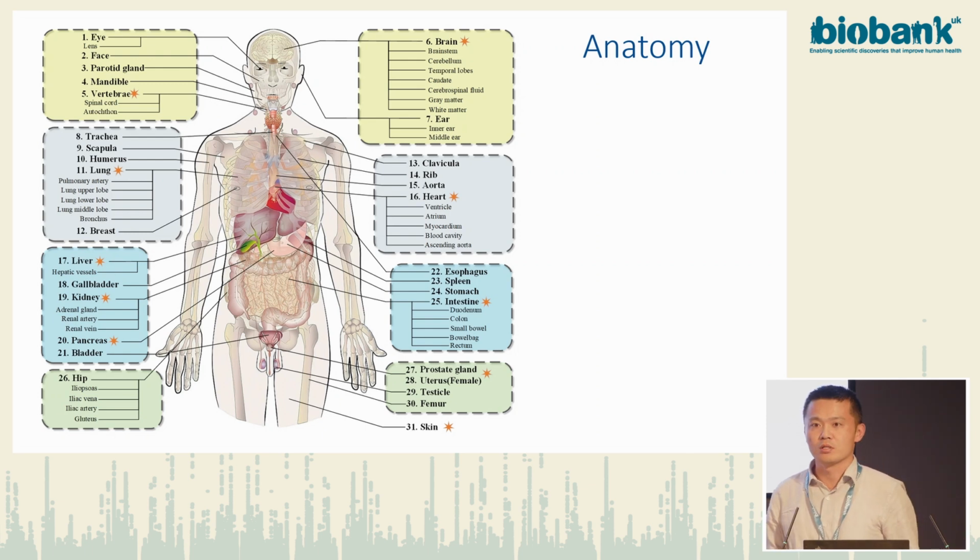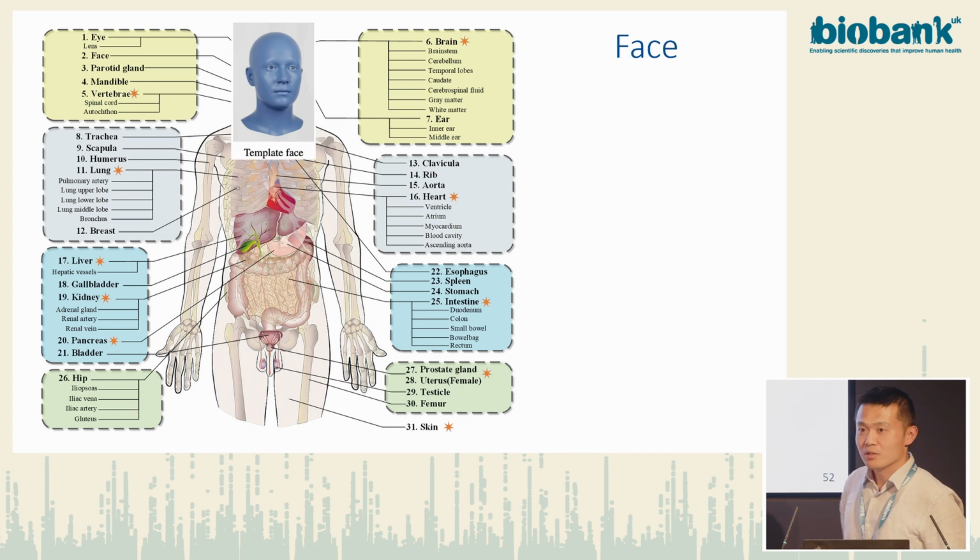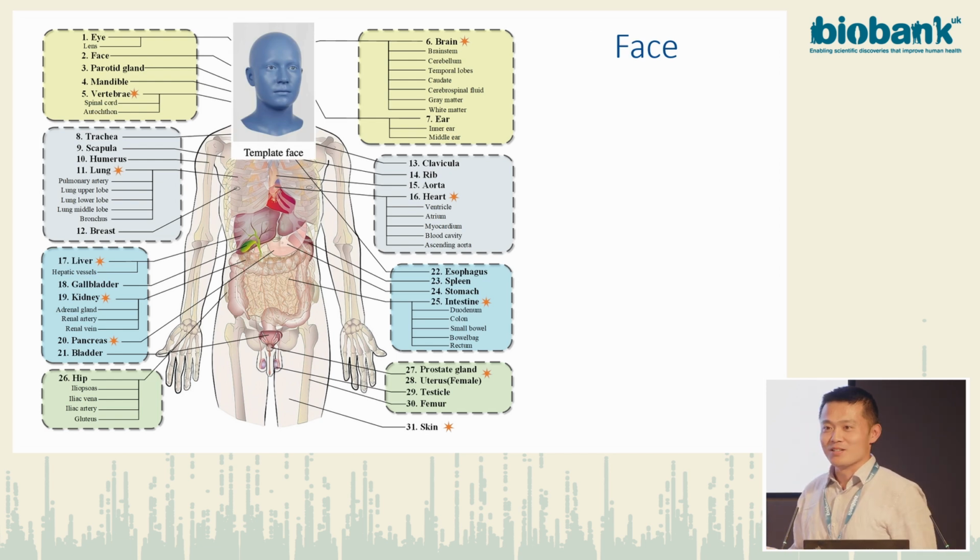As we know, in terms of human anatomy, there are dozens or even 100 organ systems in our body. However, we don't have sufficient data at the moment to look into the details of each of these organs. Perhaps the organ that receives the most attention in the research community is the face, because the data for the face is very easy to acquire.